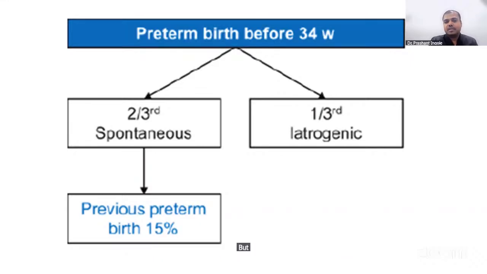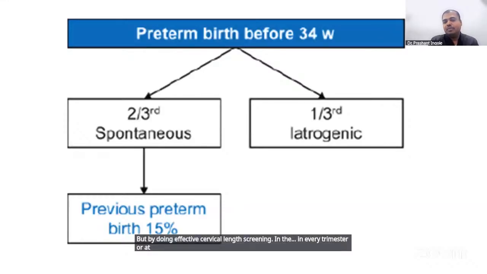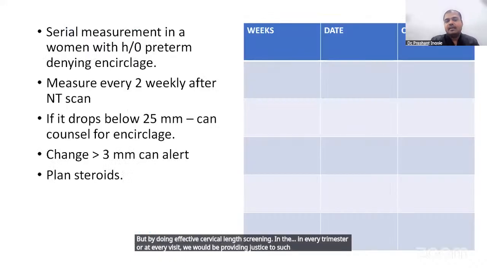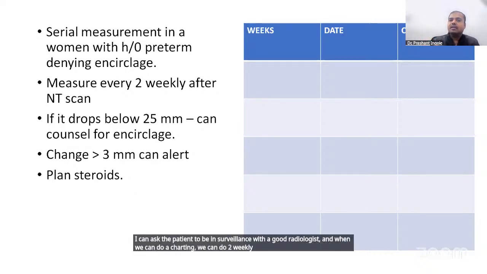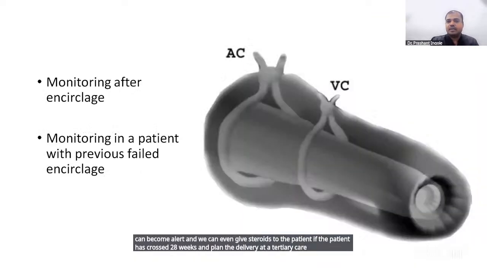But by doing effective cervical length screening in every trimester or at every visit, we would be providing justice to such patients. And I would be very happy to know what the cervical length is, because if the cervical length is short, I can ask the patient to be under surveillance with a good radiologist. We can do a 2 weekly charting. And if we notice that the cervical length is becoming shorter, we can keep the patient in the loop, become alert, and even give steroids if the patient has crossed 28 weeks, and plan the delivery at a tertiary care center with NICU facilities.